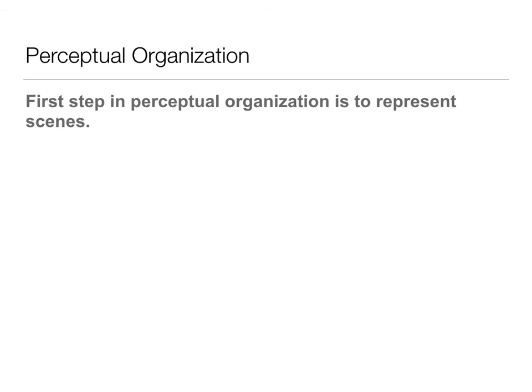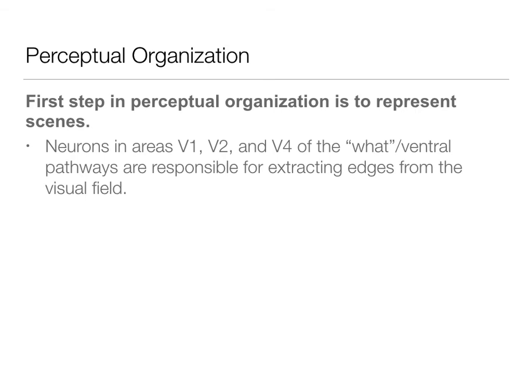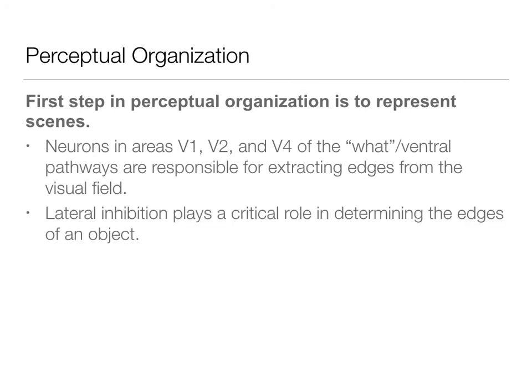The first step in this organization is to represent these scenes. This is done through that ventral pathway that we talked about, the what pathway, and it extracts those edges from the visual field. This is happening in the neuron areas V1, 2, and 4, and that's part of that ventral pathway. Remember, ventral is the bottom side of the brain, so we'll go through the IT cortex, with those different modules for places and faces, those sorts of things. And we know that lateral inhibition plays a role in determining the edges of an object as well.